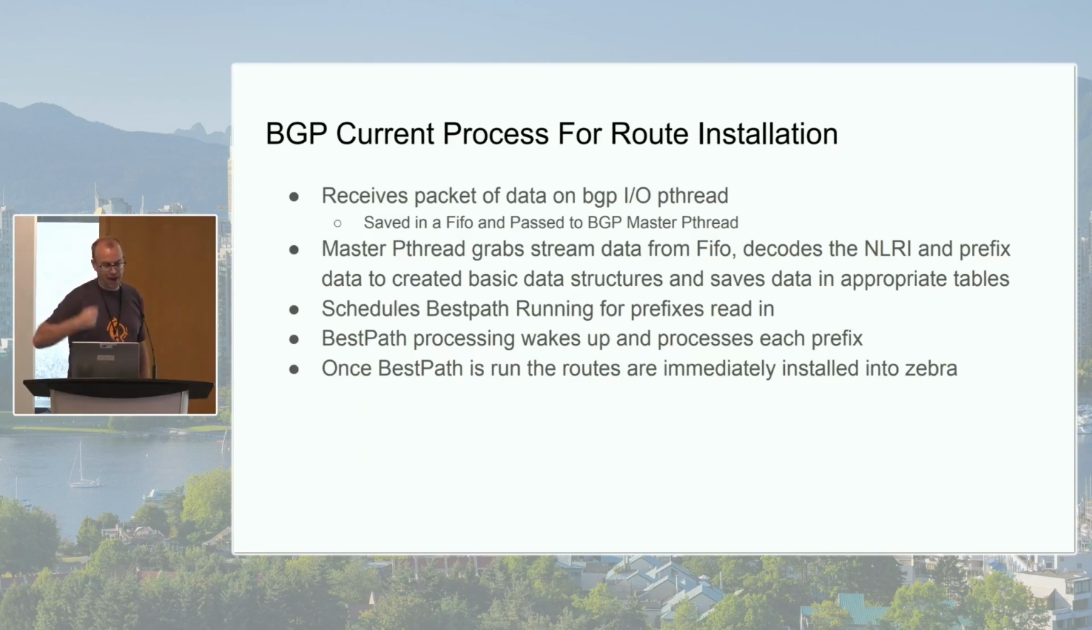So I want to talk a little bit about how BGP works, and I kind of alluded to this in the previous slide, but I want to talk a little more about it. BGP receives packets of data from peers, and we pass that to the master pthread for handling, and we decode it, we run bestpath, and then we install the selected route into Zebra, and that's how we currently do it.